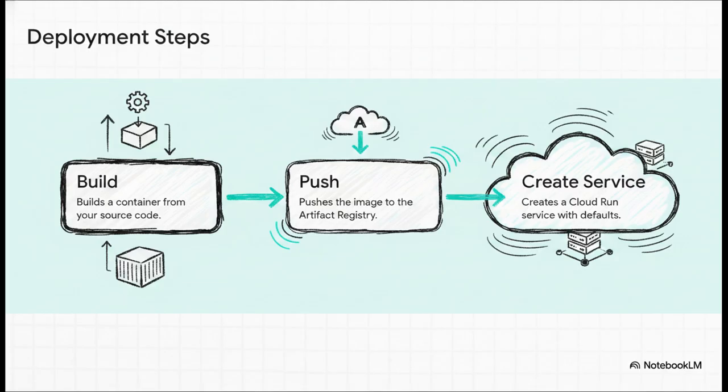Step 1, it builds a container directly from your source code. Step 2, it pushes that newly built image over to the artifact registry. Step 3, it automatically creates a Cloud Run service using sensible defaults, handling all the complex networking in the background for you. You don't have to go in and configure servers manually, you just let the SDK command do the work.